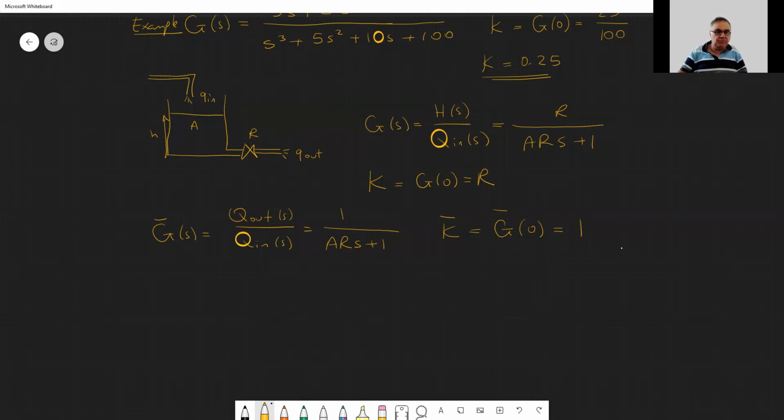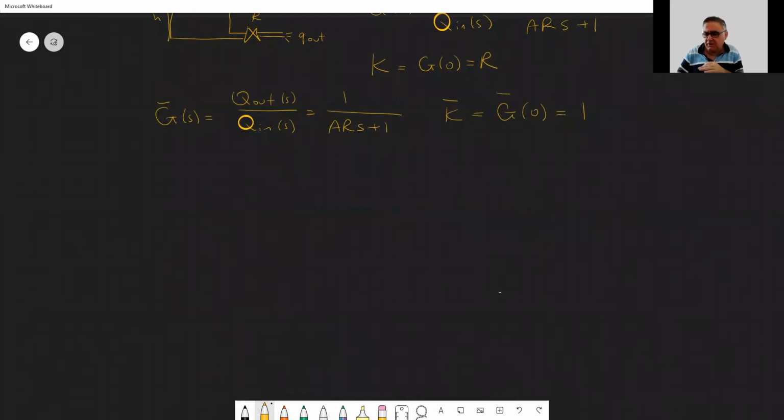As you see, if you define your transfer function with different variables, your steady state gain also might change, by the way. Okay, any questions up to here? So we have defined poles, zeros, and the steady state gain of a system.